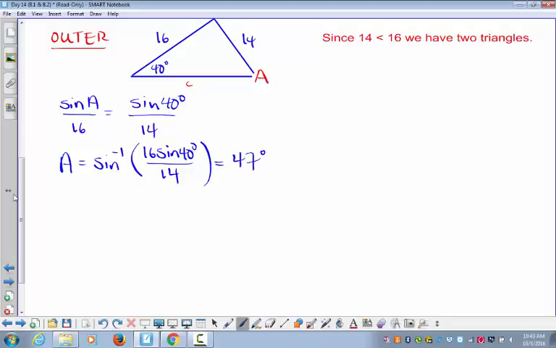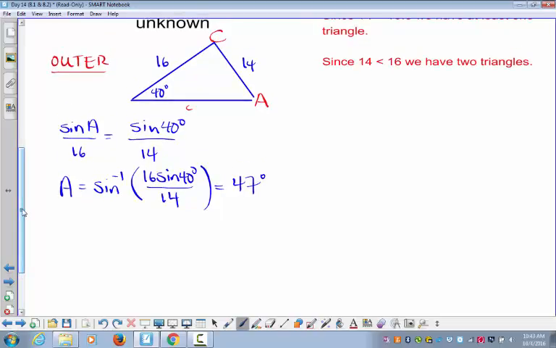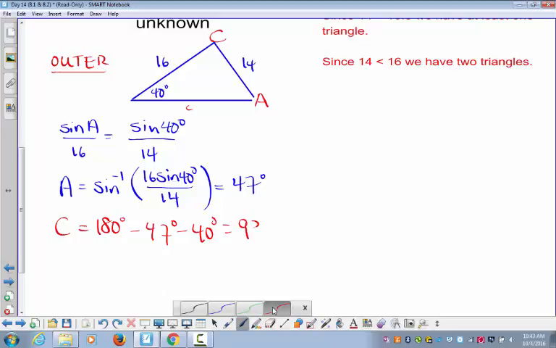Now we have two angles here, so we can go for the third angle, angle C. Let's do that. Angle C will be 180 minus 47 minus 40. So we're subtracting off 87. What's that going to put us? Just into the 90s, so 93? Yeah. All right, and then our last is to solve for side C.